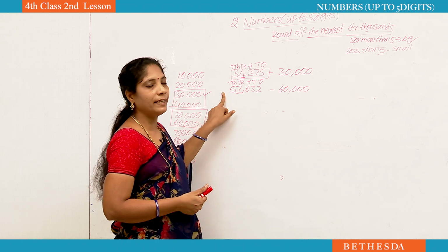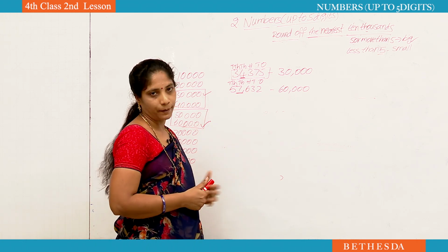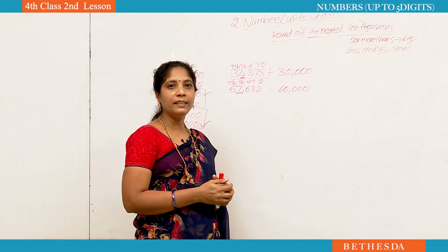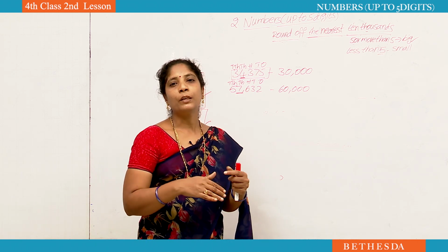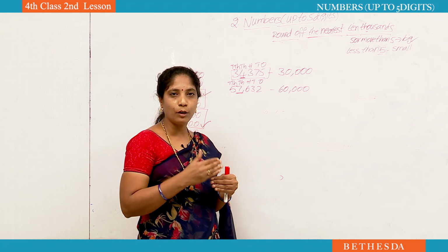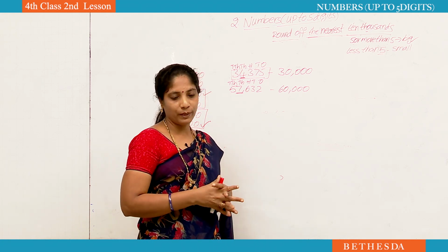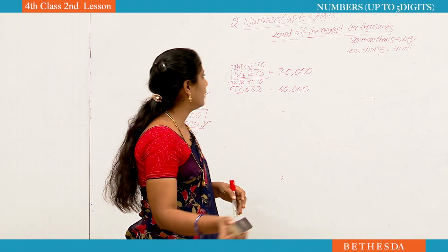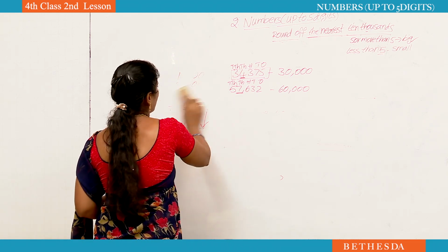For 5 digits, what is the highest place? 10,000. For 4 digits, 1,000. Okay. If he did not mention any place value, you have to find the estimated value for the highest place value. Okay, now we are going to learn which is the big number and which is the small number.